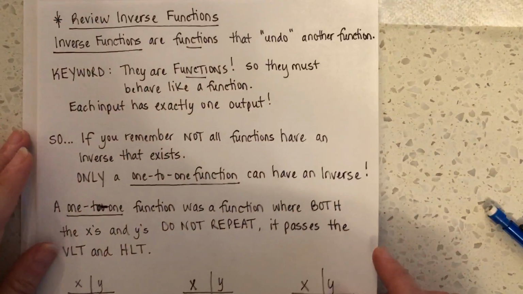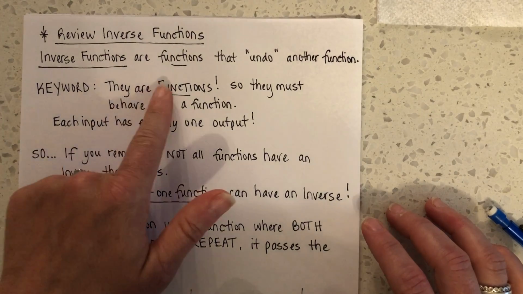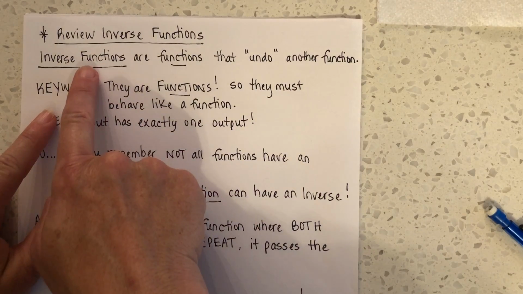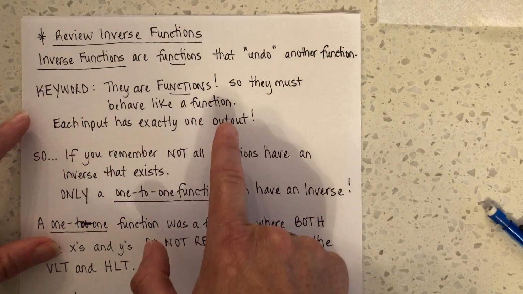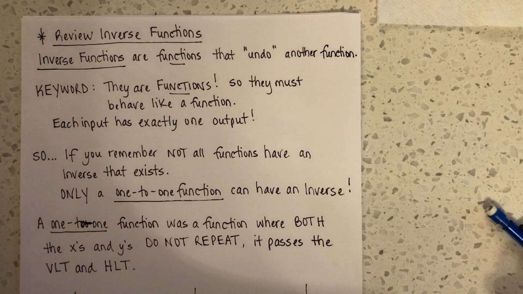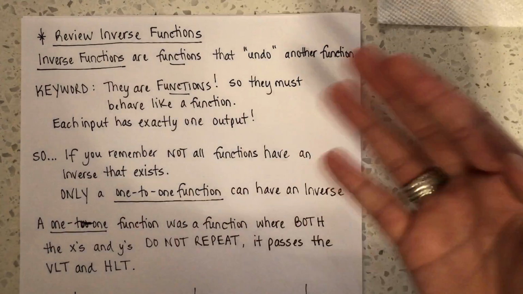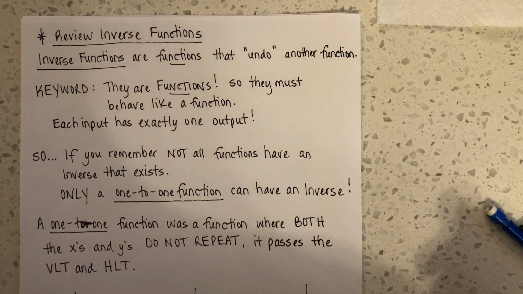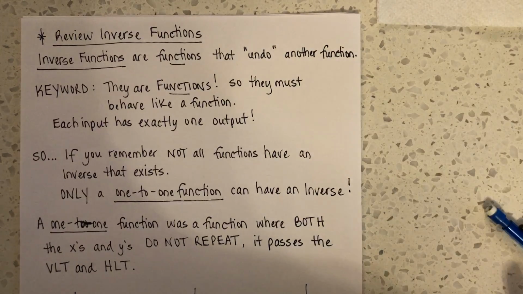All right, well, let's review a little bit more, some strict definitions. Inverse functions, right? They are functions that undo another function. So the key word is that those inverses, they are functions. So they must behave like a function. And the big thing about a function is that each input has exactly one output, right? When you plug 2 into a function and 5 comes out, when you go back in later and plug 2 back in, 5 still has to come out. It's not like you can plug 2 in and now all of a sudden 6 comes out. That wouldn't be a function, right?